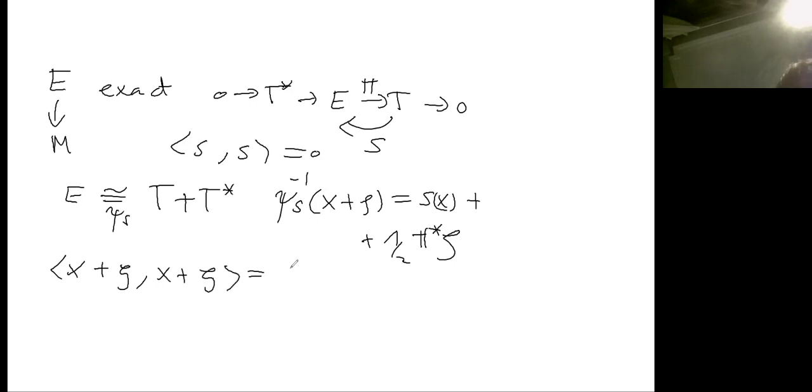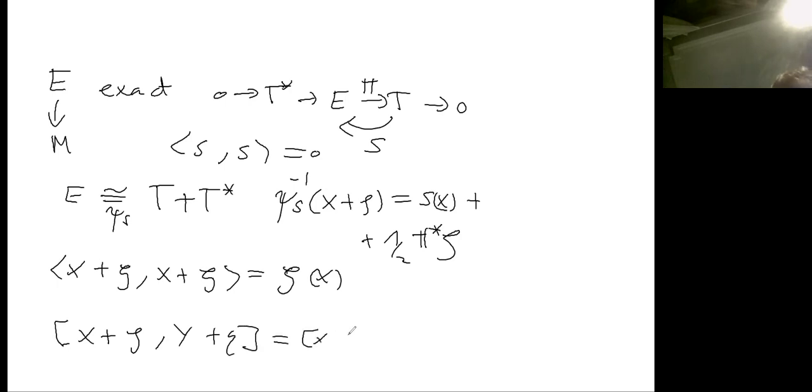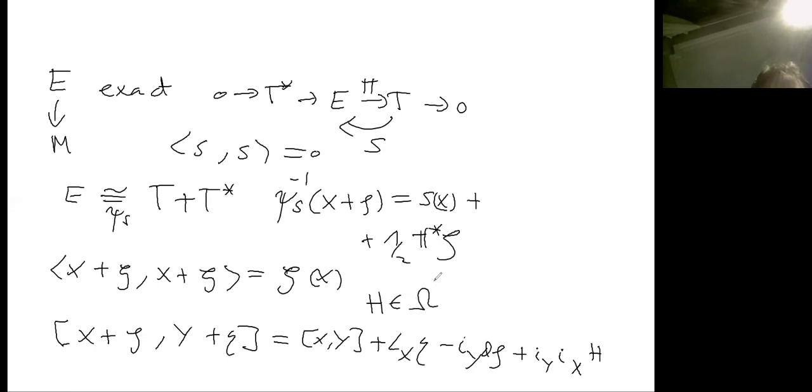With this isomorphism, the pairing is the canonical one, and then the bracket corresponds to the bracket for a choice of 3-form which is closed: [x, y] plus L_x eta minus i_y g plus i_y i_x H. And here H is some 3-form on the manifold which is determined by the split.